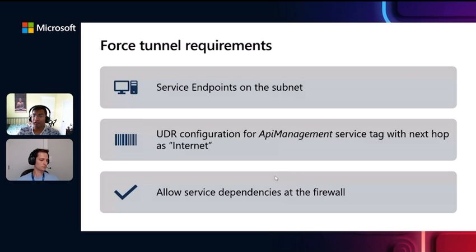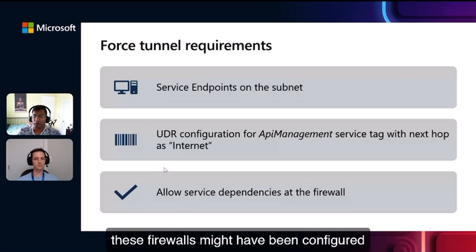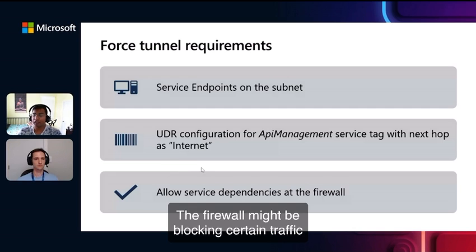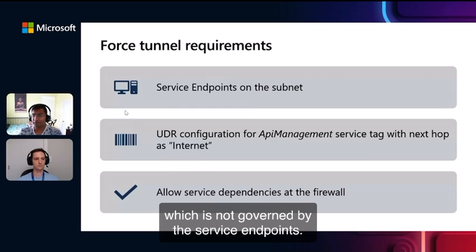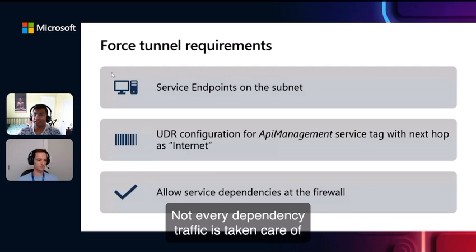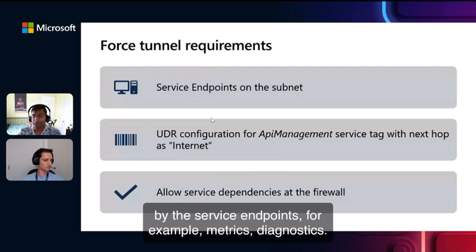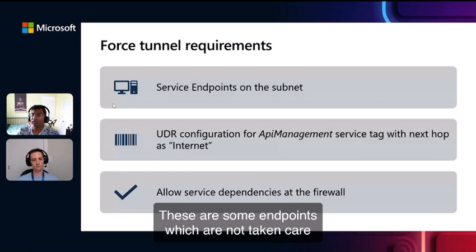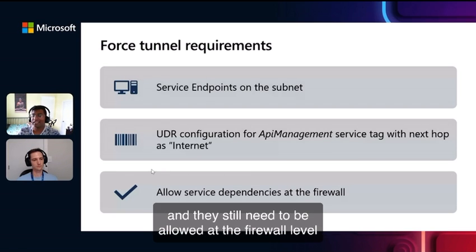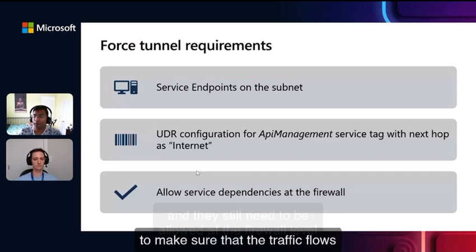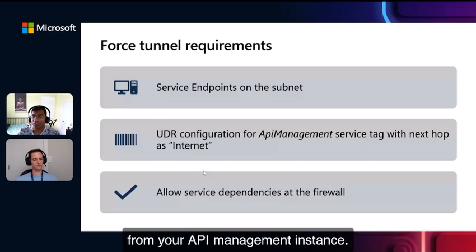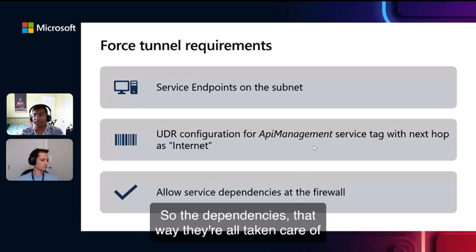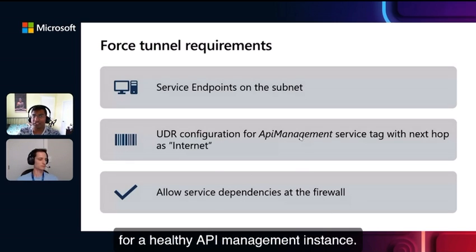Last but not the least, these firewalls might have been configured for service dependencies at the firewall. The firewall might be blocking certain traffic, which is not governed by the service endpoints. Not every dependency traffic is taken care of by the service endpoints. For example, metrics, diagnostics. These are some endpoints which are not taken care of by the service endpoints, and they still need to be allowed at the firewall level to make sure that the traffic flows from your API management instance to the dependencies. That way, they're all taken care of for a healthy API management instance.